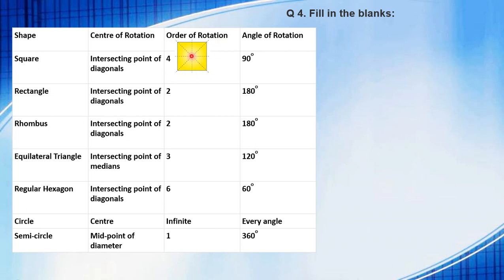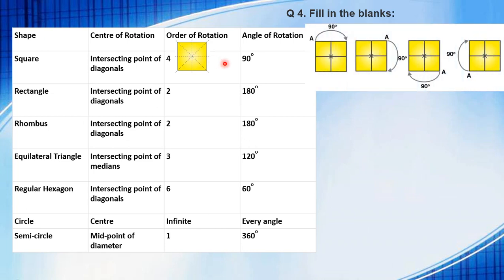So this is the center of rotation, and its order of rotation is found when we turn a square by 90 degrees. There are 4 turns possible, so its order is 4, and the angle of rotation, as we know, is 90 degrees. And it will look like this. Now next, when we consider a rectangle, its center of rotation will be the intersection point of the diagonals, and we know that it has 2 lines of symmetry.